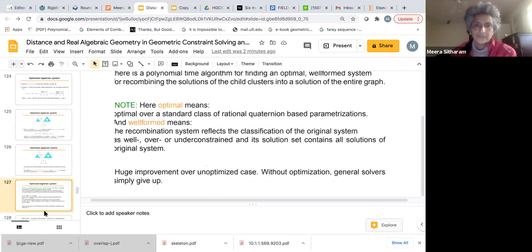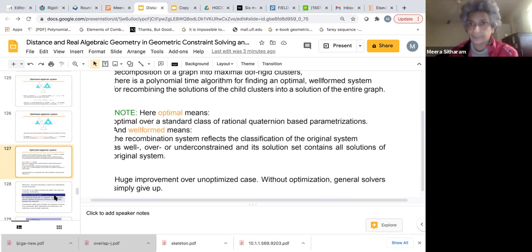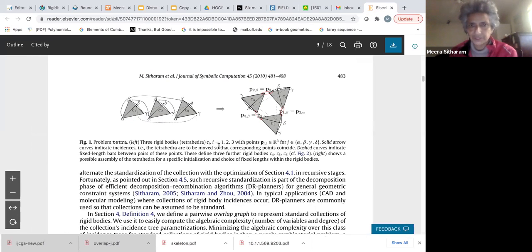So essentially what we're doing here is using these rational quaternion-based parameterizations. In that class of parameterizations, we want to minimize the degree and number of equations. So that's the optimization problem. So this paper that we worked on, published in 2010 in the Journal of Symbolic Computation, essentially, under this class of parameterizations, gives you a combinatorial optimization problem that then optimizes the algebraic complexity.